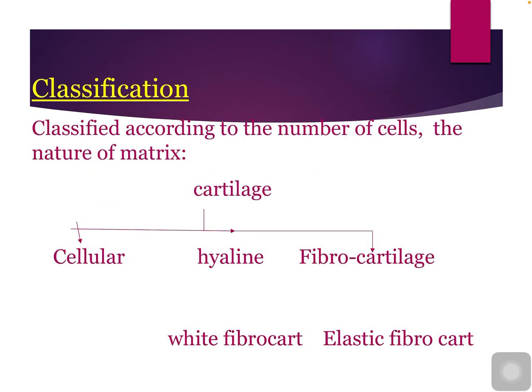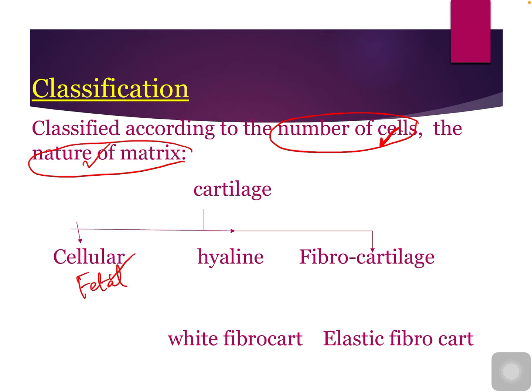Cartilage is classified according to the number of the cells and the nature of the matrix. So these two factors decide the classification. One is cellular, that is fetal cartilage. Mature cartilage will be of two types, hyaline and fibro. This fibrocartilage will be again divided into white fibrocartilage and elastic fibrocartilage. In some books, it is given only as elastic cartilage. So we can classify this way, like fibrocartilage divided into two, or we can divide this cartilage into three: hyaline, fibro, and elastic.